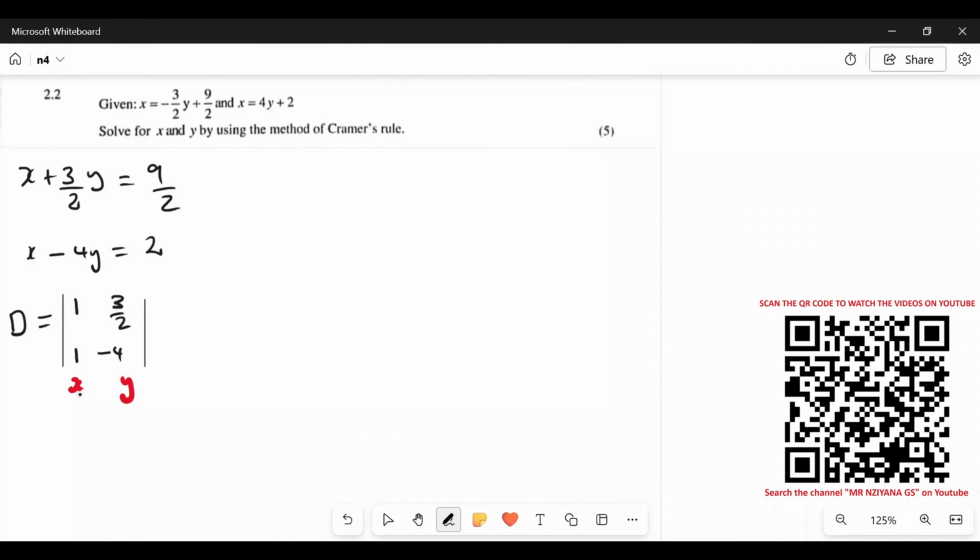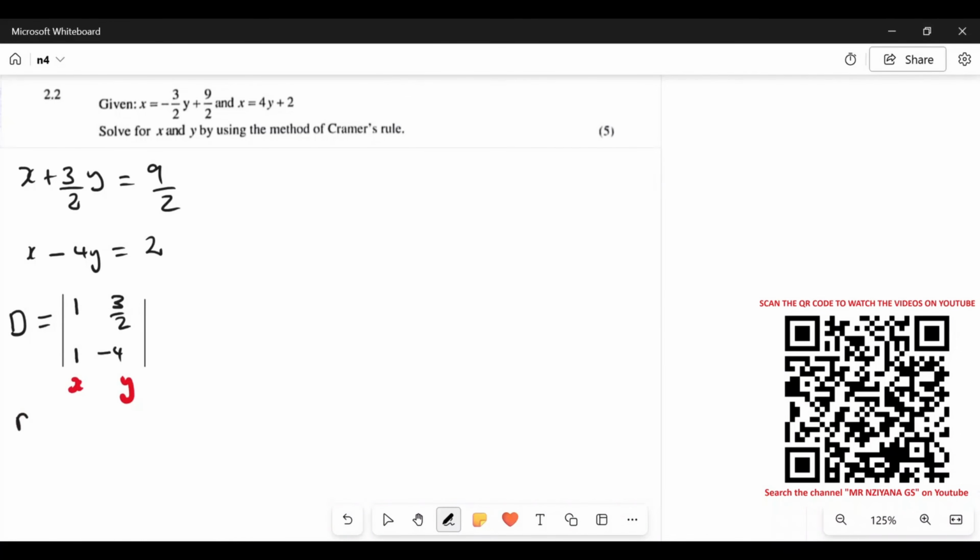So basically what we did here, we took the coefficient of x for the first equation and the second equation, which is 1 and 1, and the coefficient of y from the first equation and the second equation, which is 3 over 2 and negative 4. I hope you understand, people. So we're going to use this matrix to calculate the determinant.